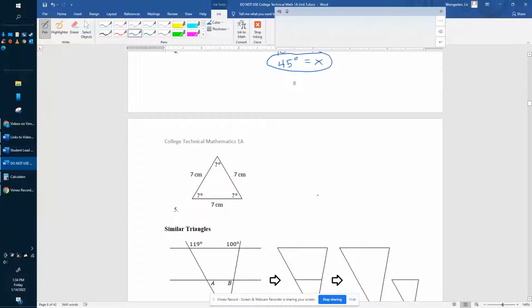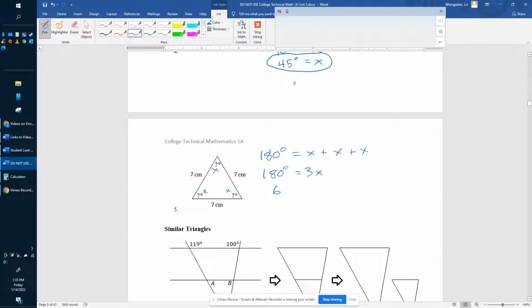How about this last one? We have an equilateral triangle. So we have x, x, and x. Well, we know that these are all the same angle because the opposite sides are the same, then the angles are the same. So we have 180 equals x plus x plus x. We'll combine our like terms.